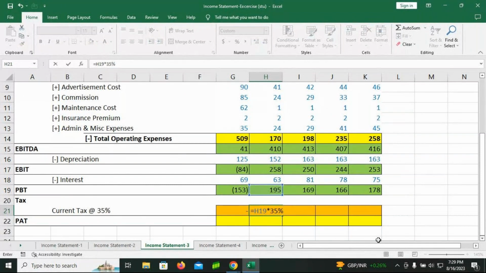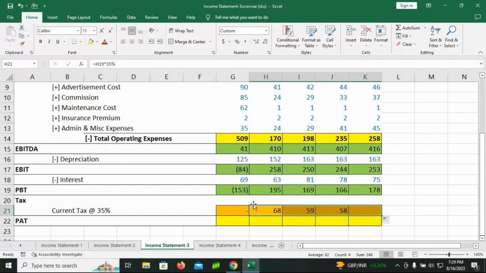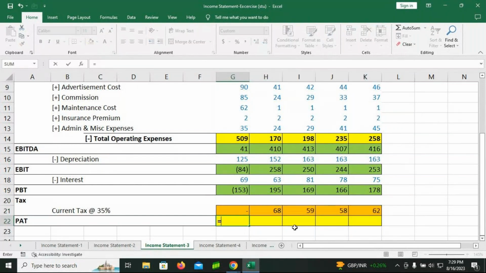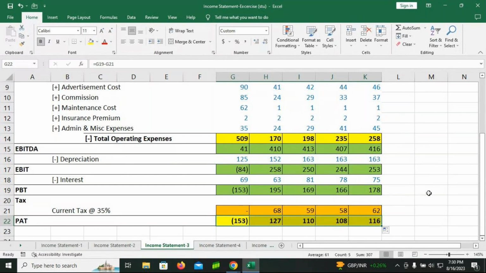So second year I am going to calculate. First year I am going to put it as zero because my earning is in loss. So here I will take this value minus tax. So first year it is a loss. So this is the amount, this is the calculation, what it should be.